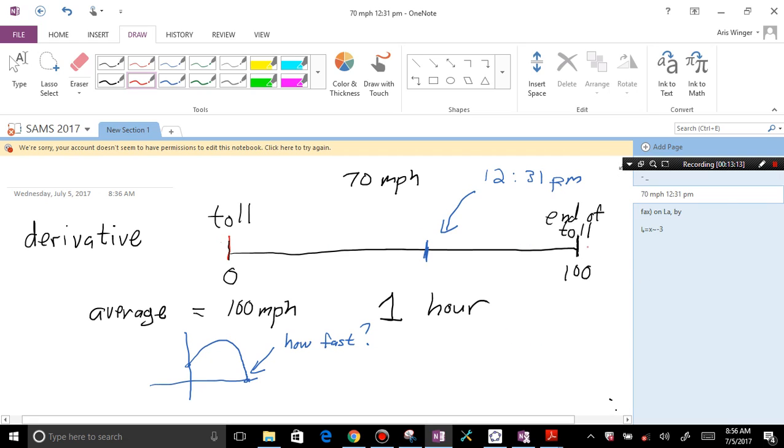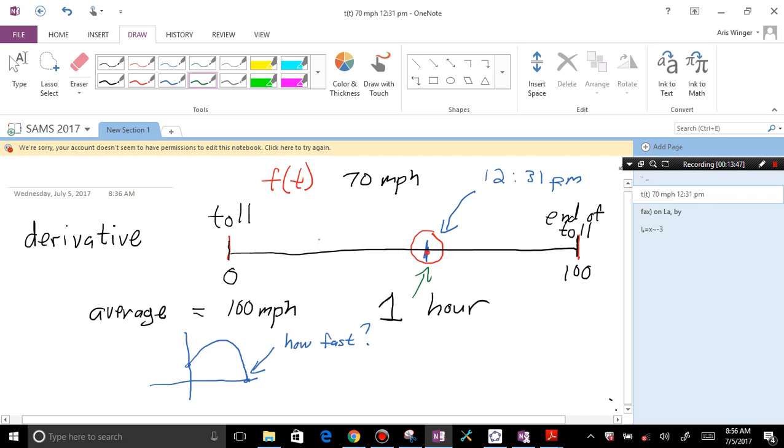As a matter of fact, if I had all the information about my speeds on this entire interval, or my location on this entire interval, then I'm able to pretty much approximate what the speed is at this point, right? Because if I have a function that depends on time, if I know my distance at any time, then I should be able to approximate this number, the speed, right? And here's how.